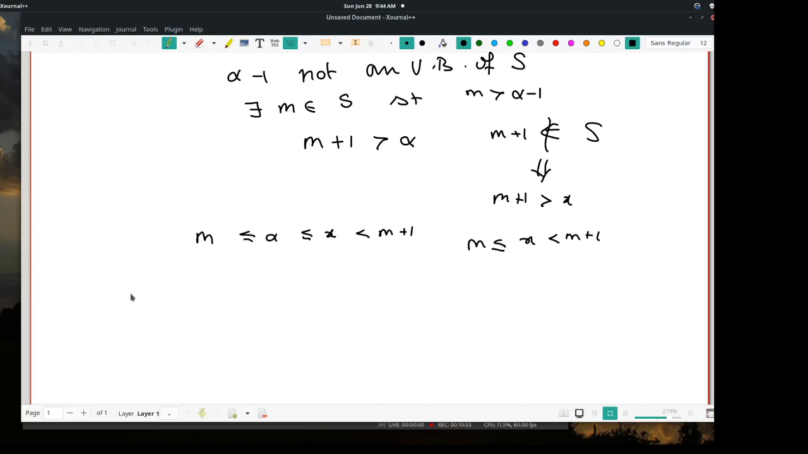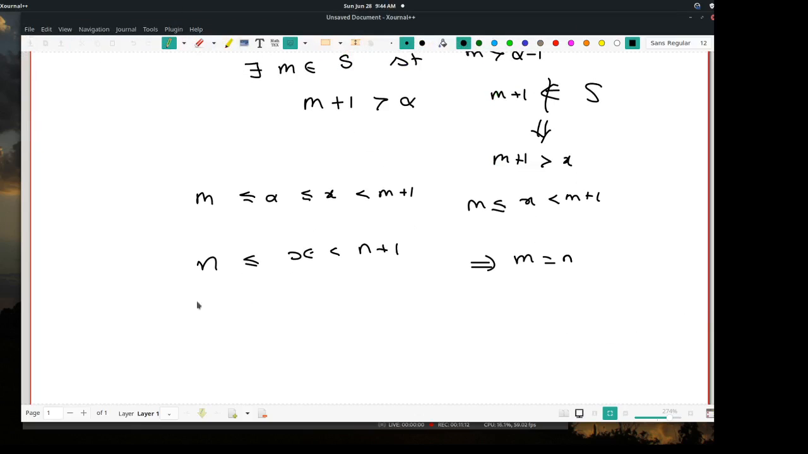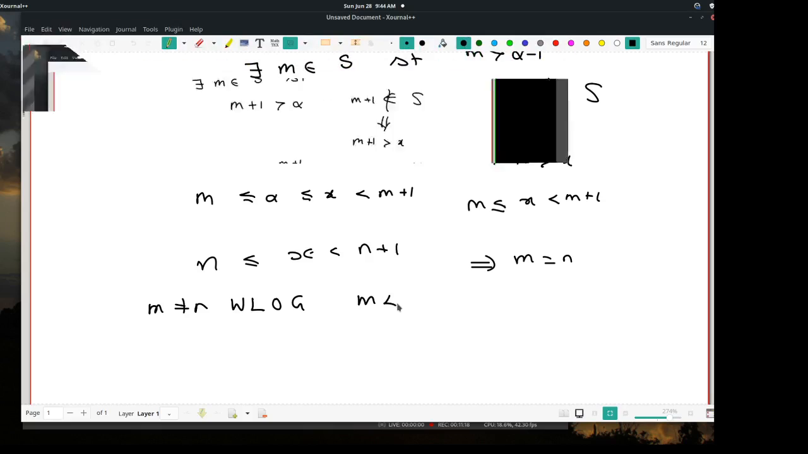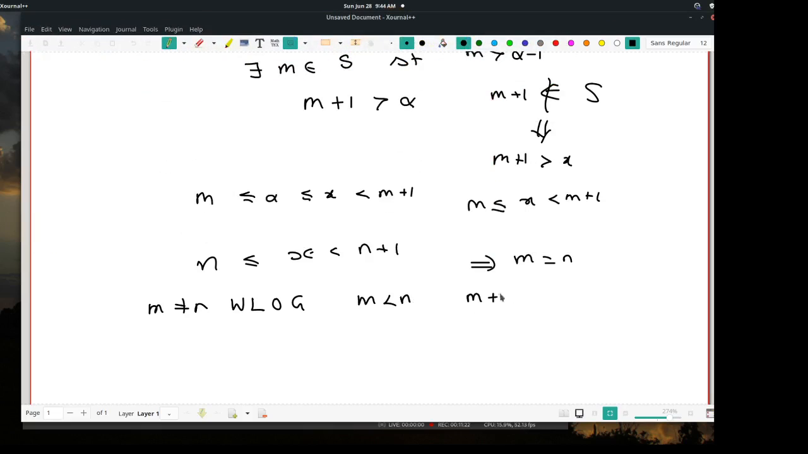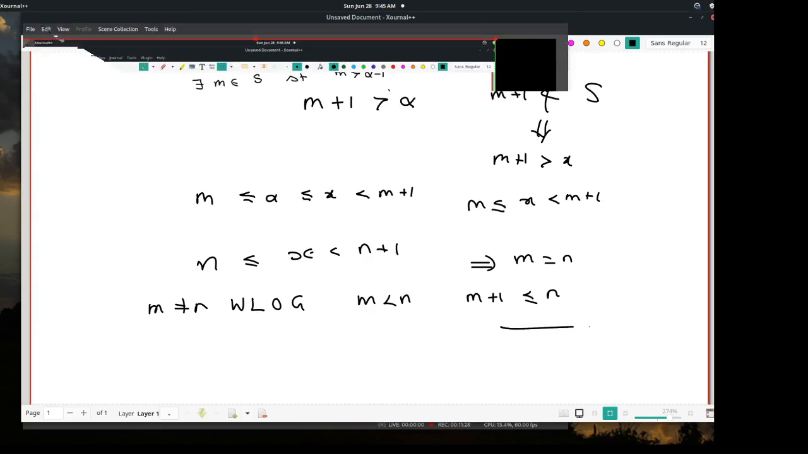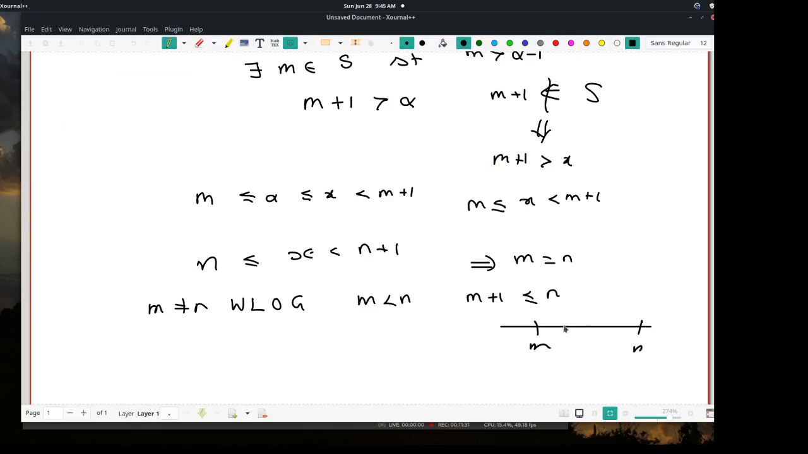Suppose there exists another integer n such that n is less than or equal to X and X is strictly less than n plus 1. Then I want to claim M must be equal to N. Suppose not. Suppose M is not equal to N. So without loss of generality, assume M is strictly less than N. Therefore, what do I know about M plus 1? That will be less than or equal to N. So I have an M, and this is N. Then I can go to M plus 1. What do I know? N must be greater than or equal to M plus 1.